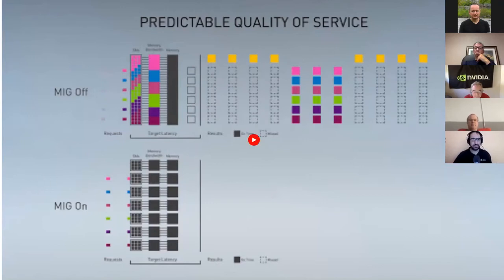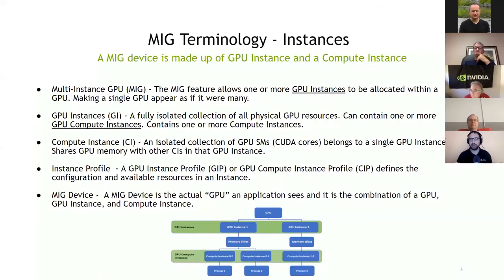But let me go over some terminology. I think I just used a few terms there that are new. So MIG introduces 3 new terms, really. There's a GPU instance, which you might see in the docs as GI, the compute instance, which you might see in the documentation as CI, and then there's what we're calling a MIG device, which is the actual usable device.